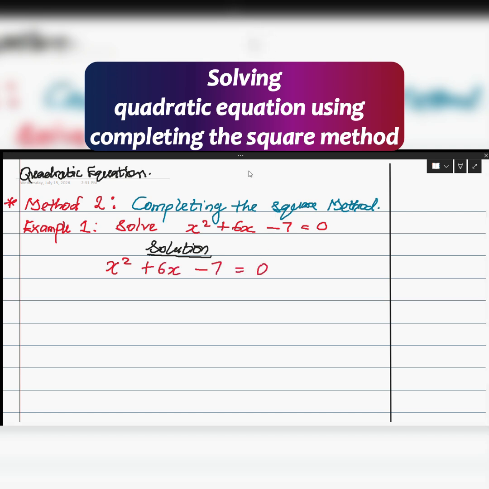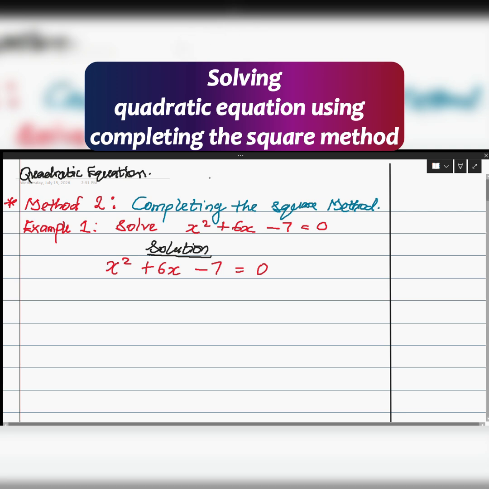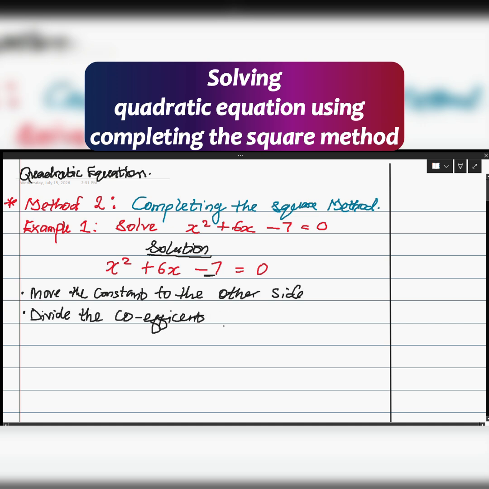Now for me to solve this question, I'm going to just do 4 procedures. The first one, I will move the constant. So I'm going to move this constant, which is minus 7, to the other side. Then the second one, I'm going to divide the coefficient of x by 2. Then the next step, I'm going to square the result, and finally I'm going to add it to both sides.